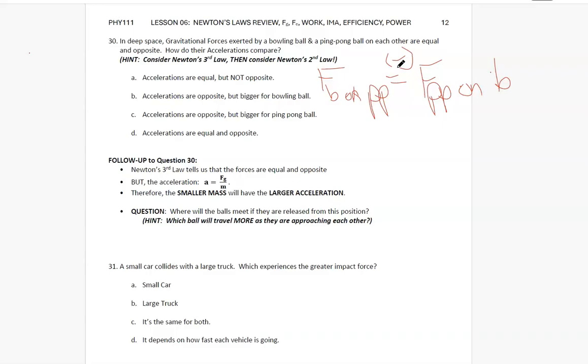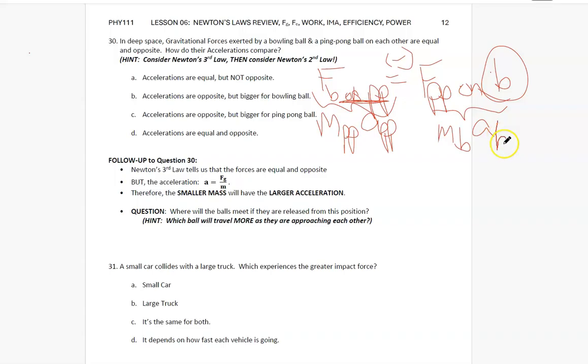Yes, the forces are identical, but remember, this is on the ping pong ball, so that's equal to the mass of the ping pong ball times the ping pong ball's acceleration, and this one is equal to the mass of the bowling ball, because it's the force on the bowling ball, times the acceleration of the bowling ball. And these are all equal. They're all equal to each other. And therefore, this is equal to this.